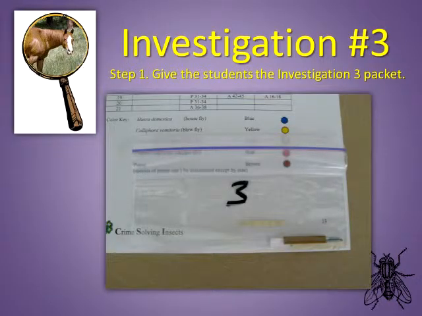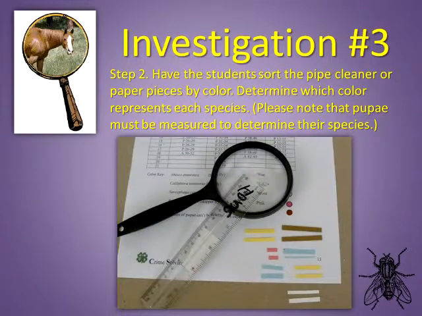Step 1. Give the students the Investigation 3 packet. Step 2. Have the students sort the pipe cleaner or paper pieces by color. Determine which color represents each species. Please note that pupae must be measured to determine their species.